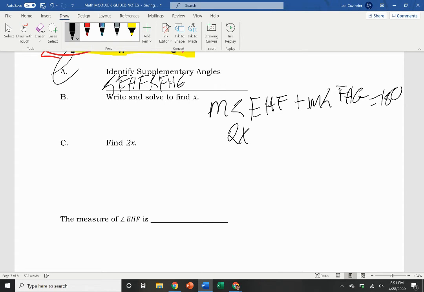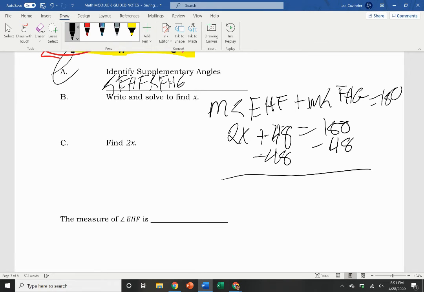So it is 2x plus 48 equals 180. Then minus 48 gives you 2x equals 132, which then you divide by 2, which will give you x equals 66.